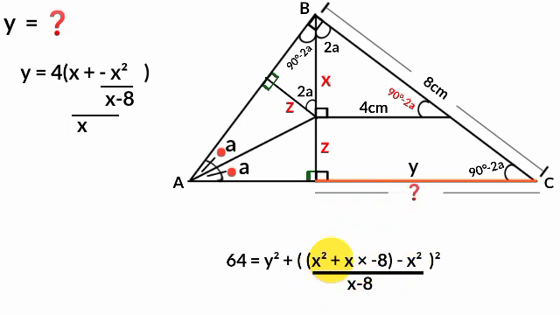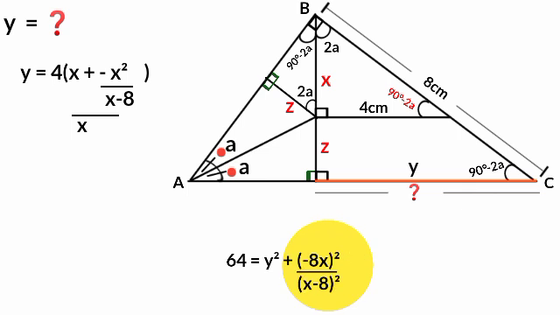x times x is x squared, and x times minus 8 is minus 8x. This x squared cancels this minus x squared, so it is minus 8x all over x minus 8. (Minus 8x all over x minus 8) all squared is (minus 8x) all squared over (x minus 8) all squared. (Minus 8x) all squared is minus 8 squared times x squared. Minus 8 squared is 64. 64 times x squared is 64x squared. Now 64 equal to y squared plus 64x squared all over (x minus 8) all squared.